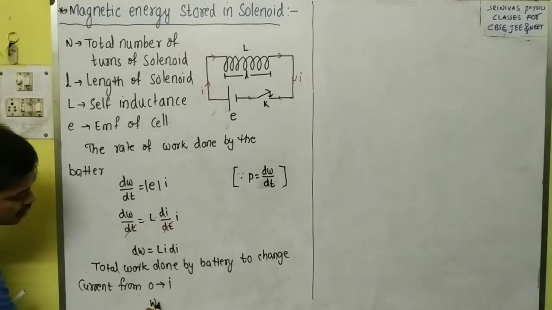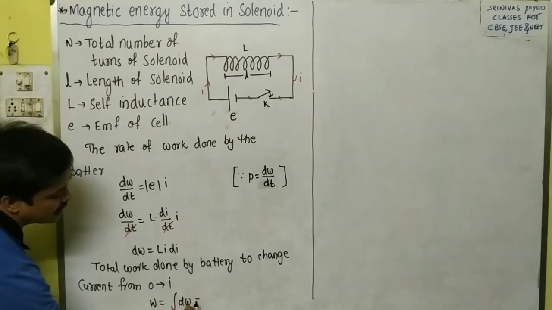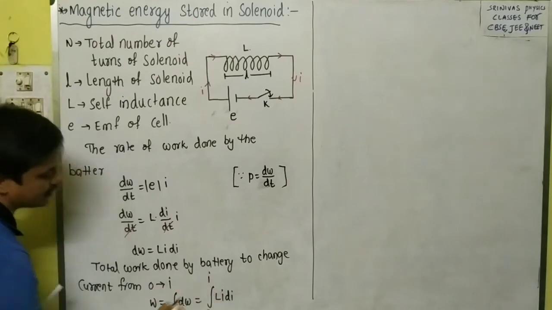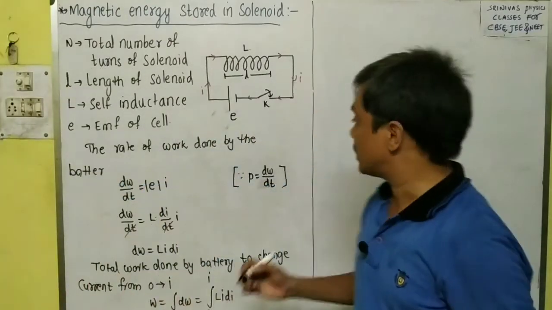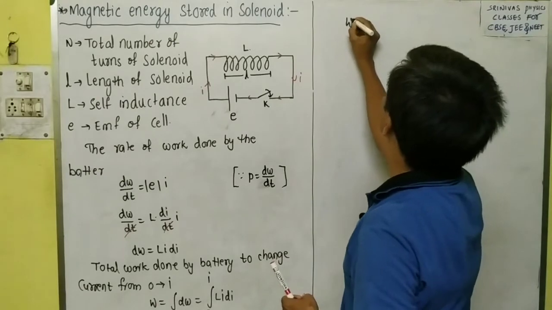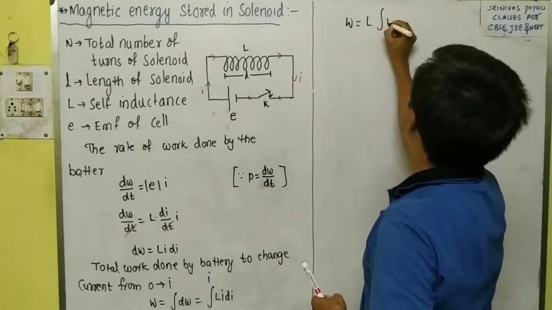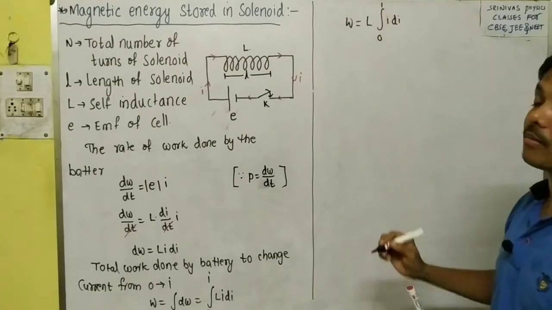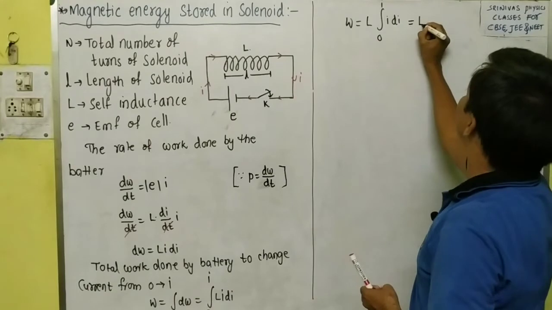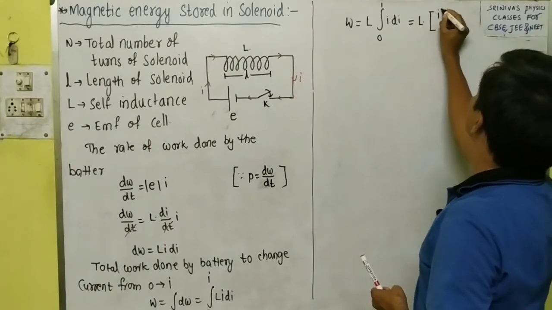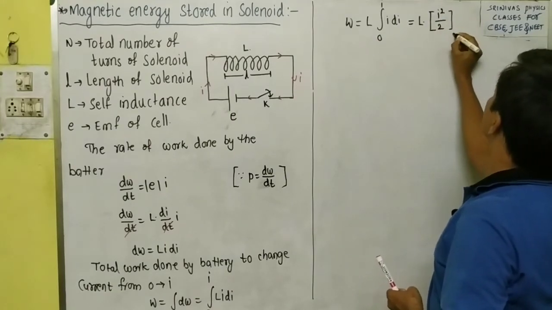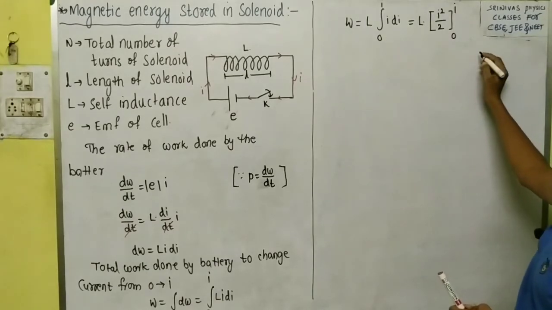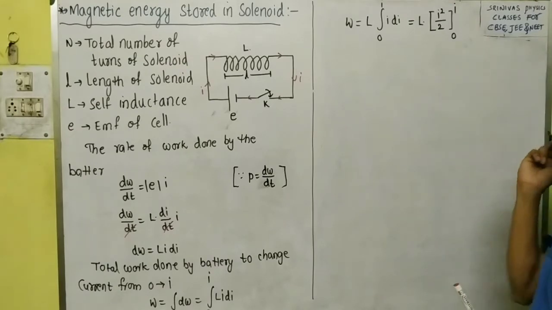Then the total work means we have to do the integration, that is the integration of dW. It is nothing but the integration of L I dI, but the current changes from 0 to I. Then we write the constant outside. Then the work we get is capital L outside, the integration of I dI from 0 to I. We know the integration of I dI is very simple, that is I square by 2, from 0 to I. This you get from the formula, the integration of x power n dx is equal to x power n plus 1 by n plus 1.